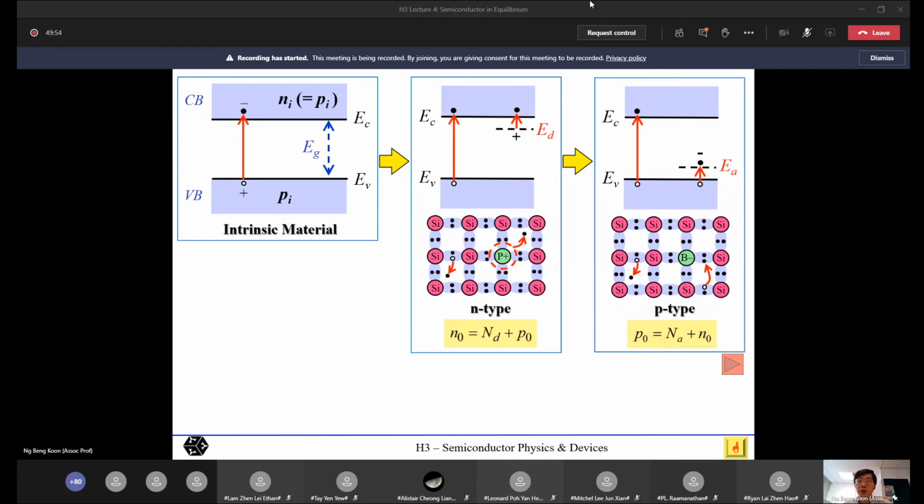Similarly, if you want to introduce holes into the semiconductor, we introduce a group 3 element into the silicon lattice. In doing that, the group 3 element will only form covalent bonds with three nearest neighbors of the silicon. For the fourth one, it doesn't have enough outer shell electrons to share with. That basically results in an incomplete bond. The energy of this incomplete bond corresponds to the acceptor level, which you see in the band diagram just above the valence band edge.